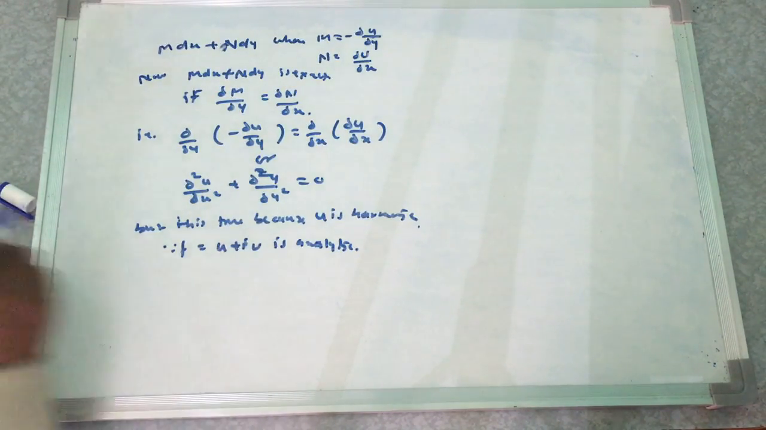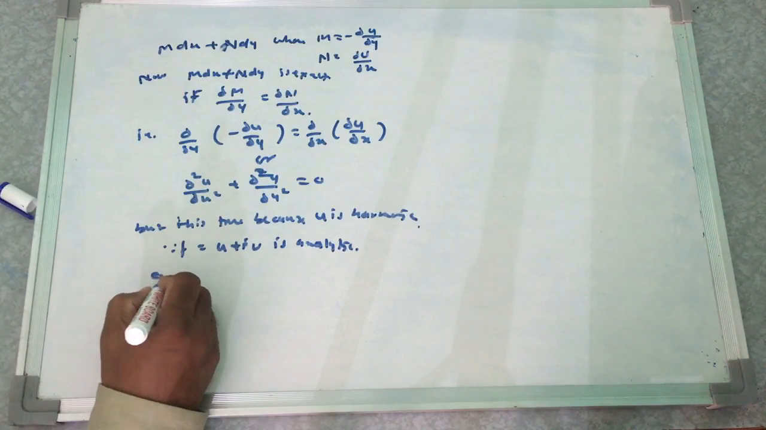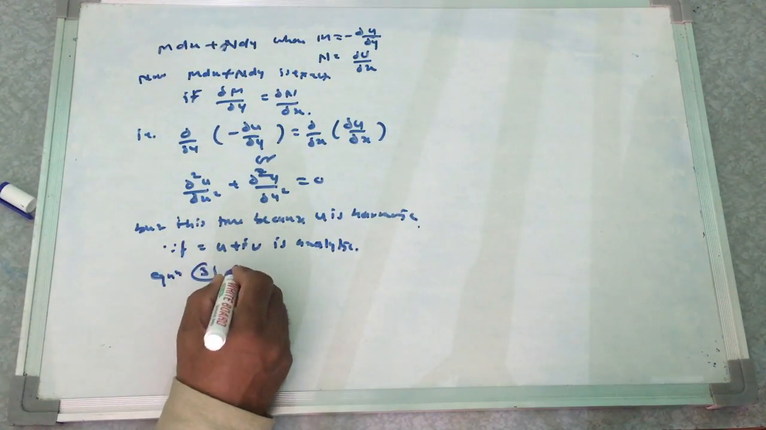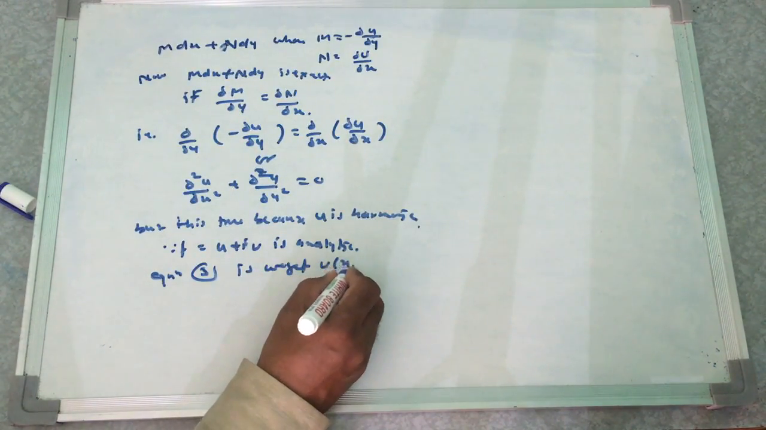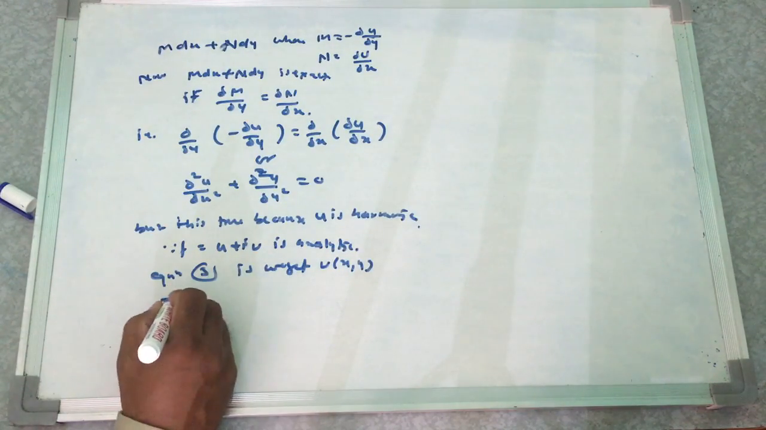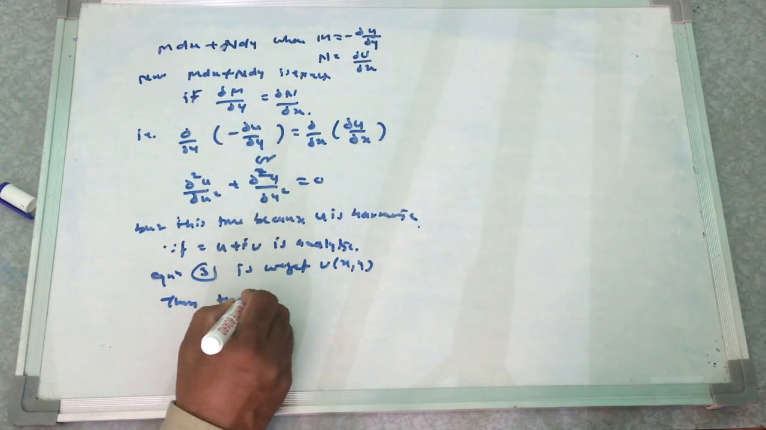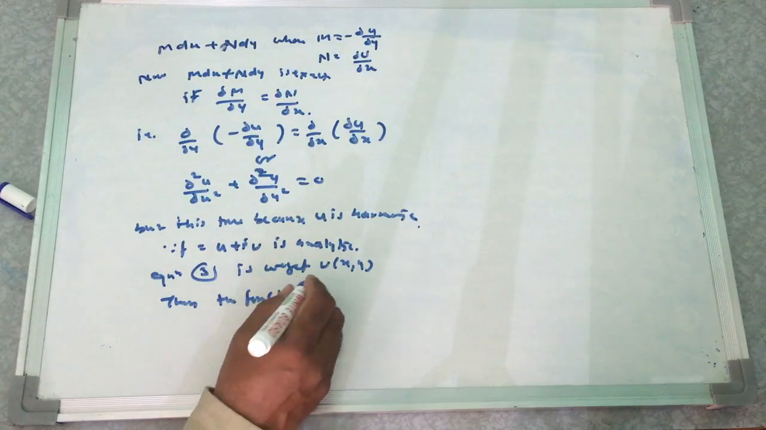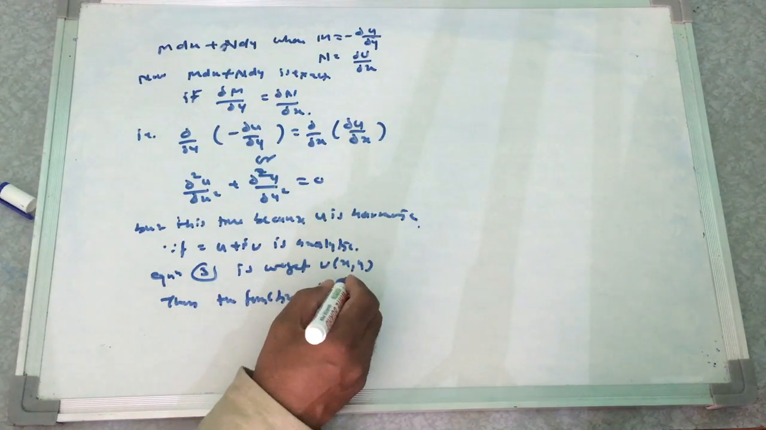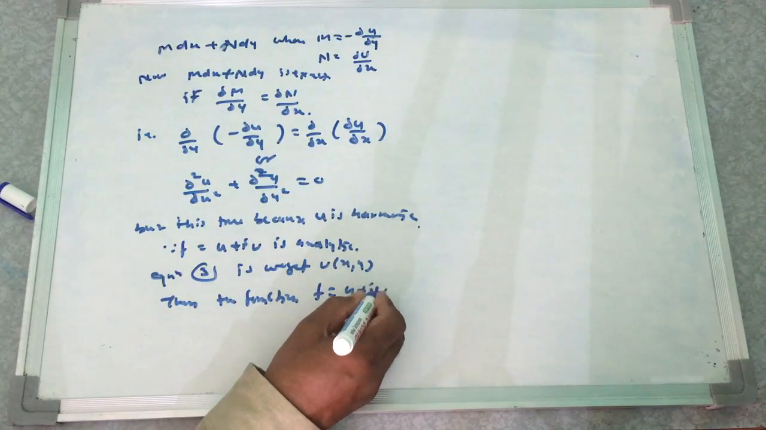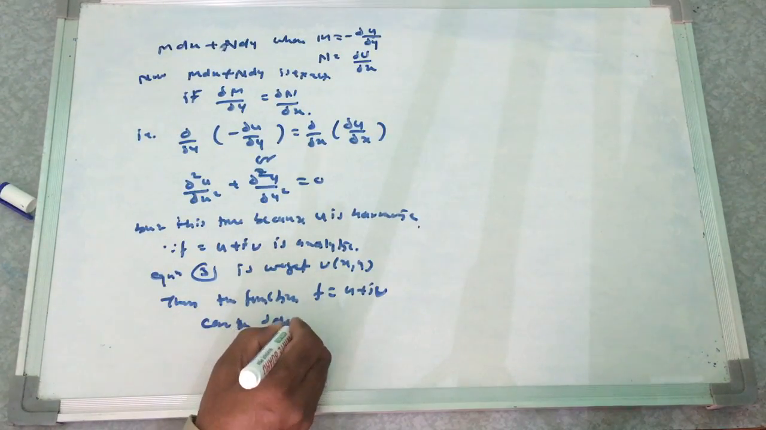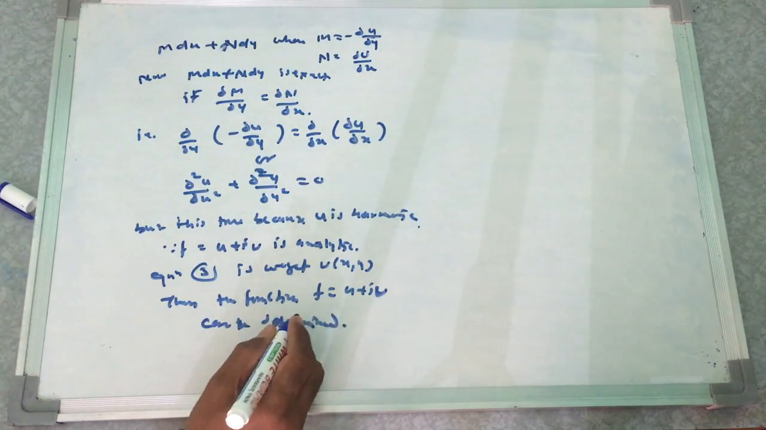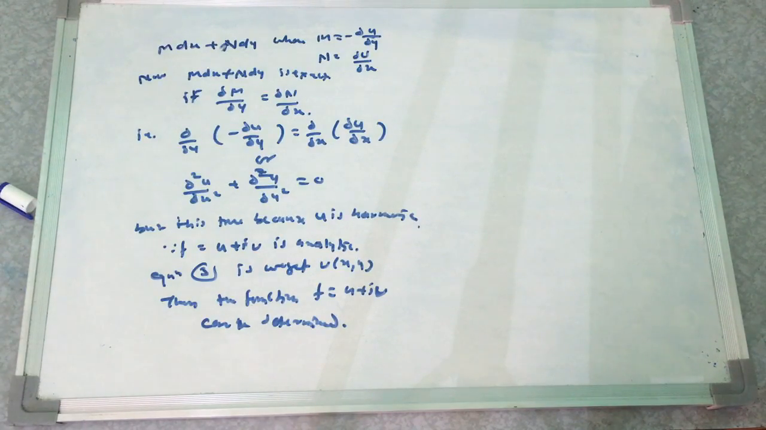So we have to see here equation 3. We get v of x,y, then the function f is equal to u plus iv can be determined. So in this manner we have to just solve this.